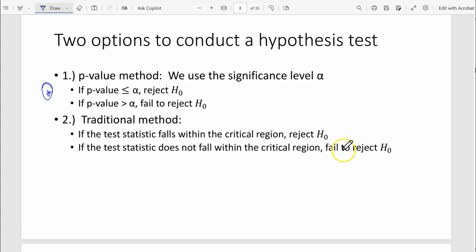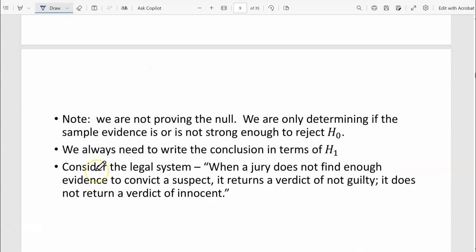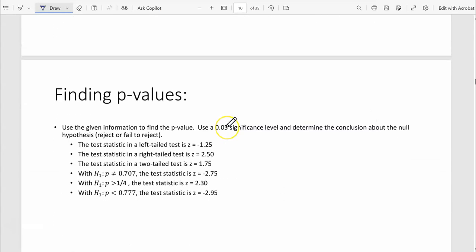Now notice everything is based around whether we reject or fail to reject the null. So we're not really proving the null, we're only determining if there's enough evidence to reject the null. So we really want to write that conclusion in terms of the alternative hypothesis. You can compare it to the legal system. When someone goes up for trial for some kind of crime, they're either guilty or not guilty. We don't say that they're innocent. We just say there's enough evidence to convict, or we don't have enough evidence to convict. So it's really similar.